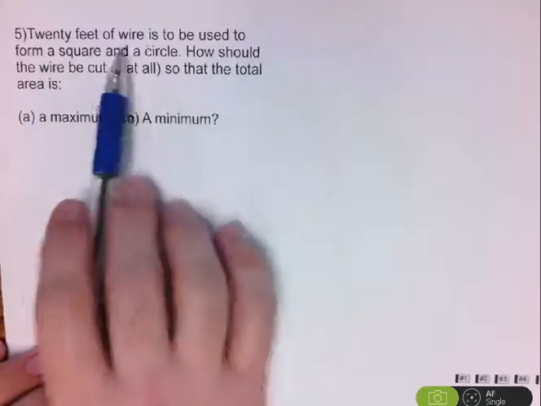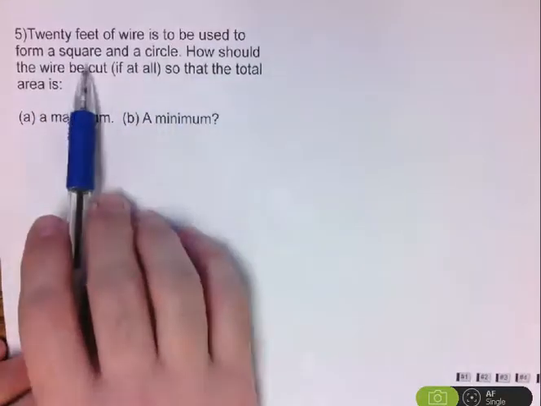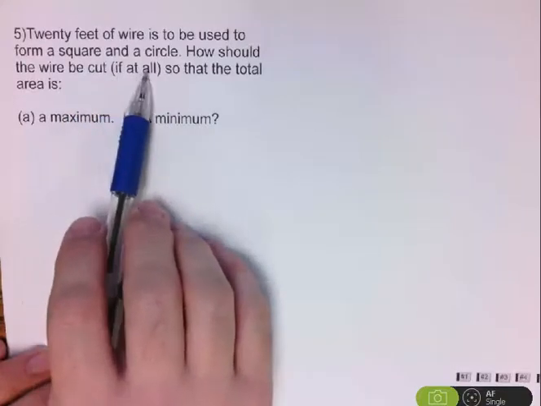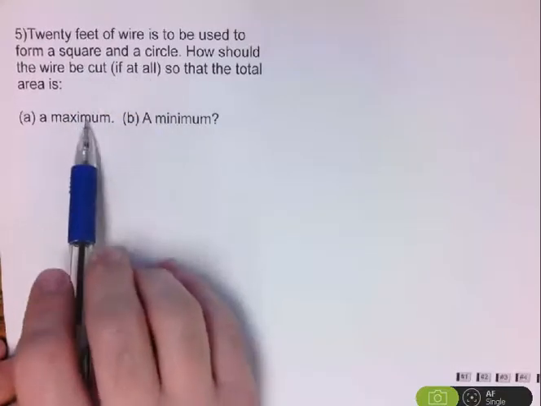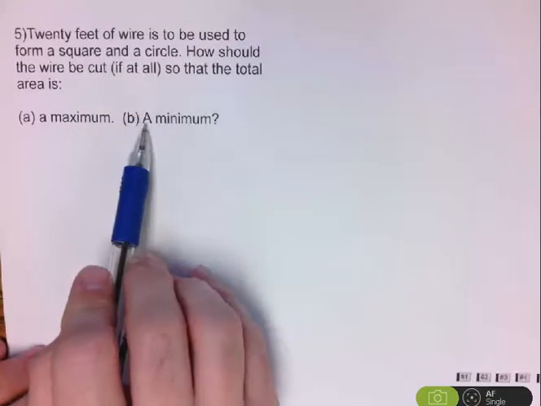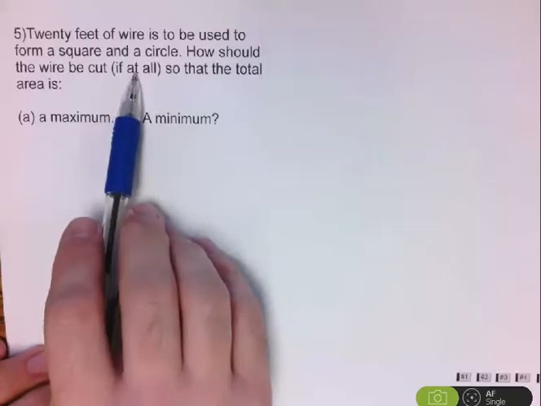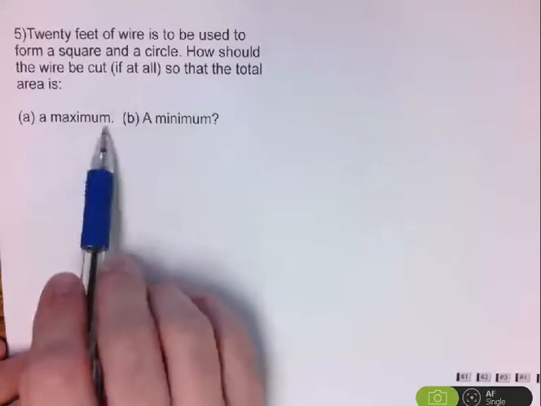Alright, so we have 20 feet of wire to be used to form a square and a circle. And they want to know how should we cut the wire, if at all, so that the total area is maxed or minimized. Okay, so when it says if at all, that means technically you could not cut the wire and only make one shape to answer one of these questions.